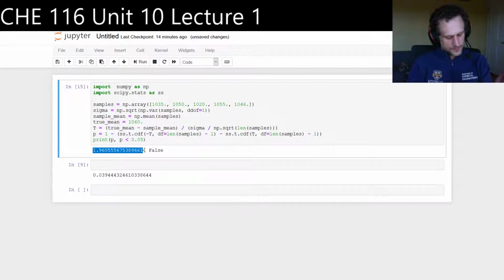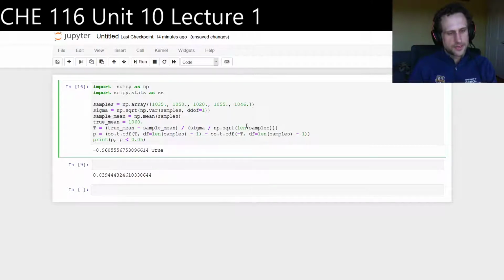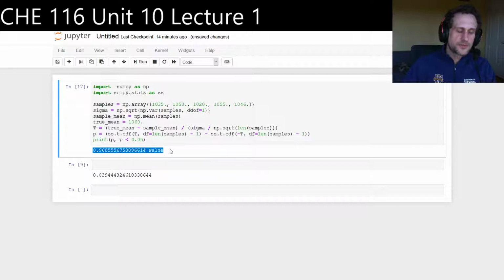So I think the most dangerous thing is if you get something like this, you forget that 1 minus, but you have your t's the right way around, and you get this very high p-value. You should always be a little bit suspicious of high p-values, and make sure your math isn't incorrect.